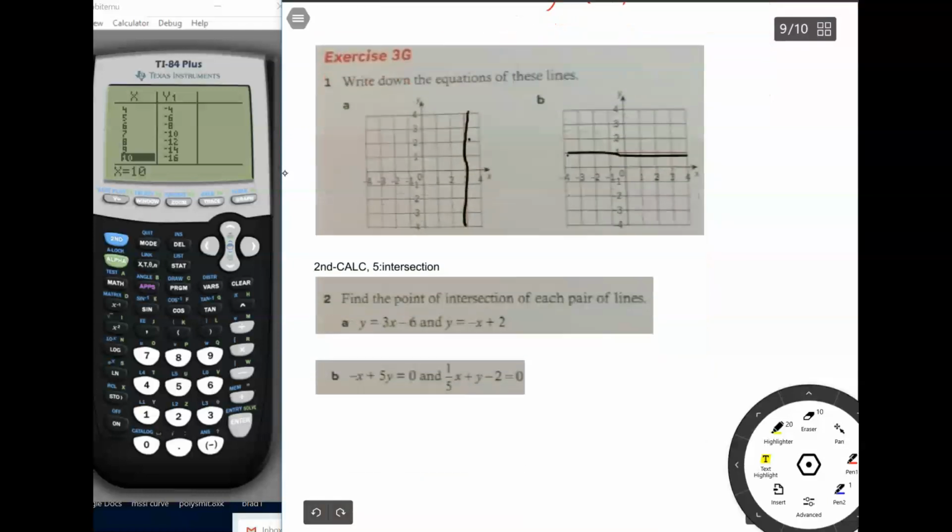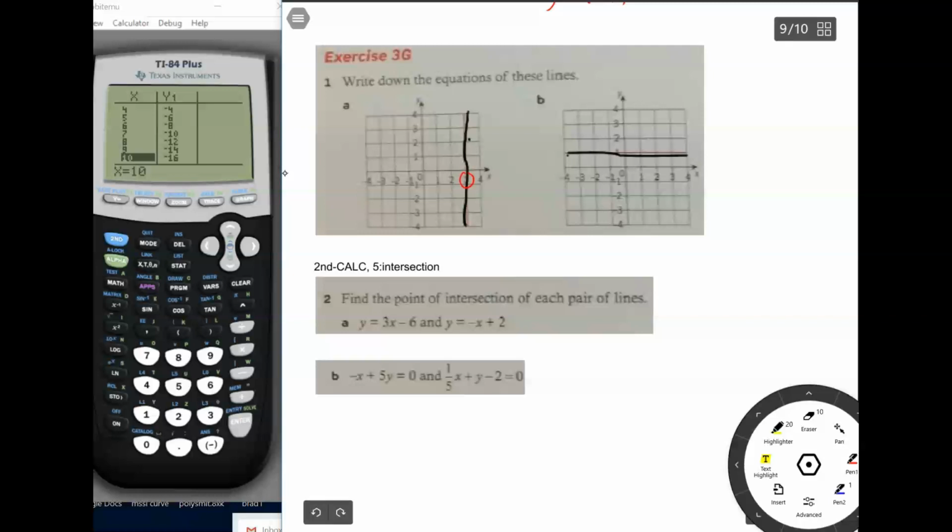Exercise 3G, number 1. Write down the equations of these lines. Remember, I just darkened the lines here because when we print this out, it's kind of hard to see that these red lines are horizontal and vertical lines. So A, I drew a vertical line at x equals 3.